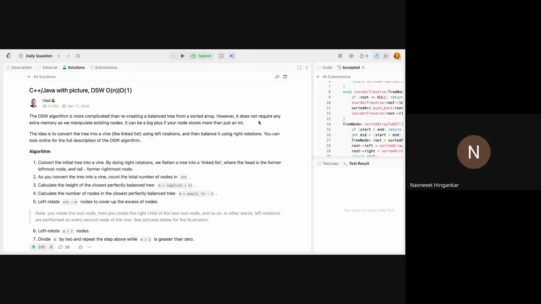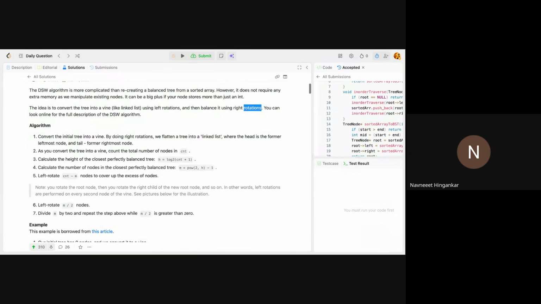Where it does not require any extra memory. Okay. The idea is to convert the tree into a vine-like linked list using left rotations and then balance it using right rotations. You can look online for the whole description of this. We will convert the initial tree into a vine by doing the right rotation. We flatten the tree into a linked list. Okay, that's what I thought. Where the head is the leftmost node and the tail is the rightmost node. Okay. So it's the same algorithm.